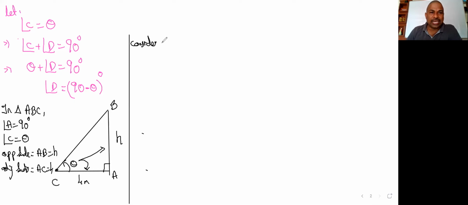Consider tan theta. What is tan theta? Is it opposite by adjacent? Yes, sir. Can you please substitute the value? What is the angle there? We don't know the angle.